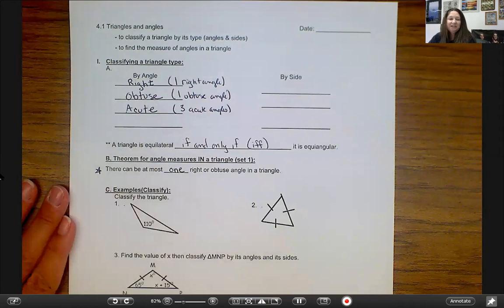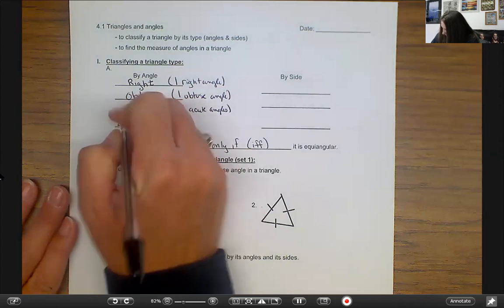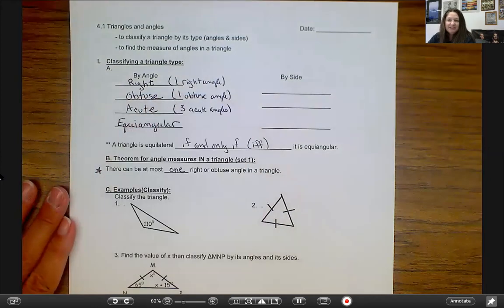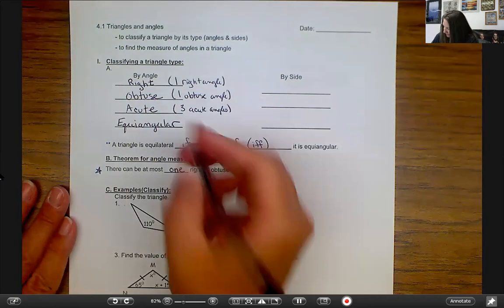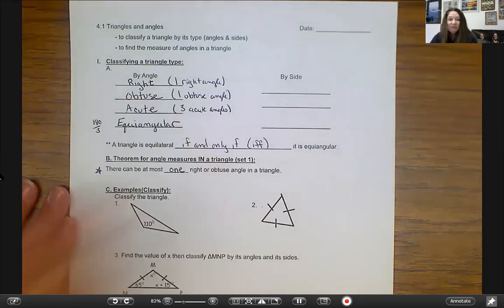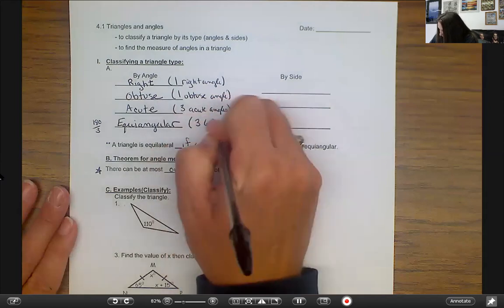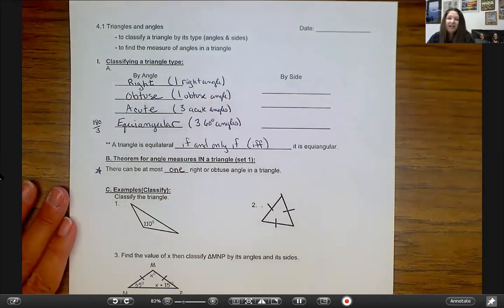Now we have one more blank here because we have a special type of acute triangle, and that's when it is equiangular. If your triangle happens to be equiangular, that means that all angles in that triangle are equal. Well, if we know that all the angles of our triangle add to 180 and we have 3 equal ones, we can divide by 3, and that would mean we have 3 60-degree angles. That's the only case in which it can be equiangular.